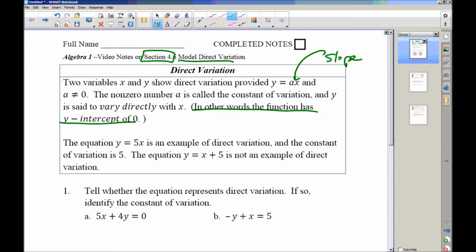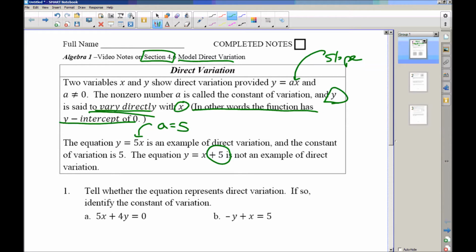When this happens, we say that y and x vary directly. Okay, so if we can write it as y equals a number times x, then it's a direct variation. And that's all it is. So the equation y equals 5x is an example of direct variation, and the constant of variation is 5. So this is what our a is equal to. But the equation y equals x plus 5 is not direct variation because the slope or the constant of variation would be 1, but we have something on the end. We don't have a y-intercept of 0.